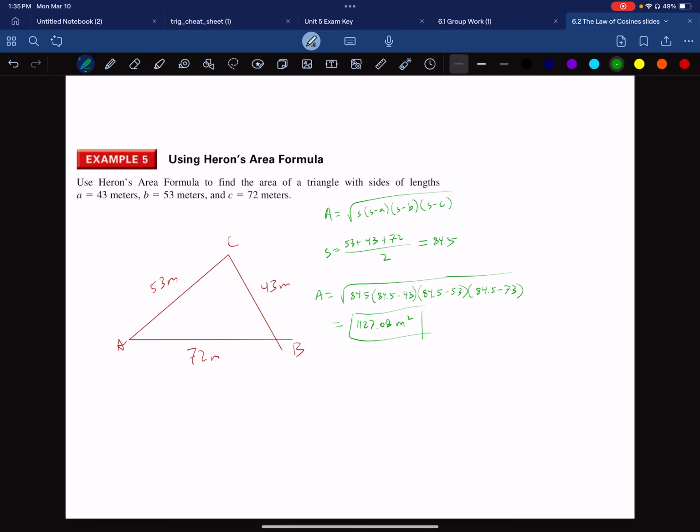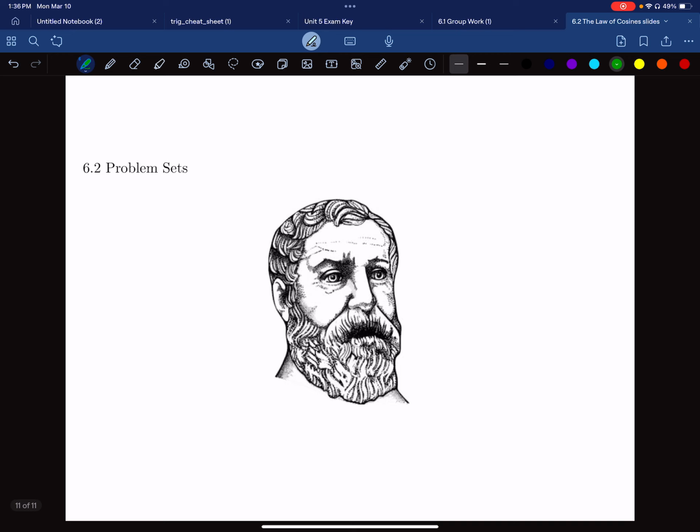Okay. That's it. Law of cosines. That's our boy Heron of Alexandria.